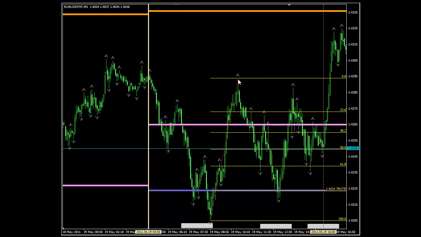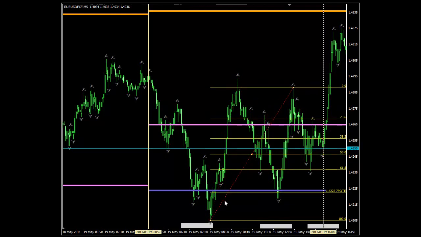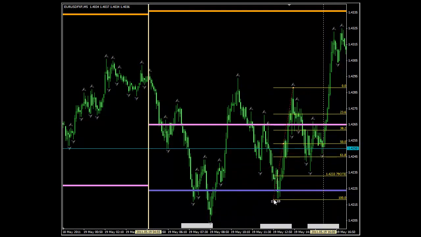If we take the fib and simply bring it down to this high here, move this fib tool to the low, to this high, notice we have another optimal trade entry in here at the London close time frame.